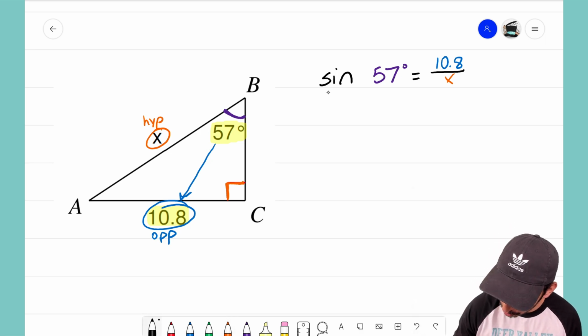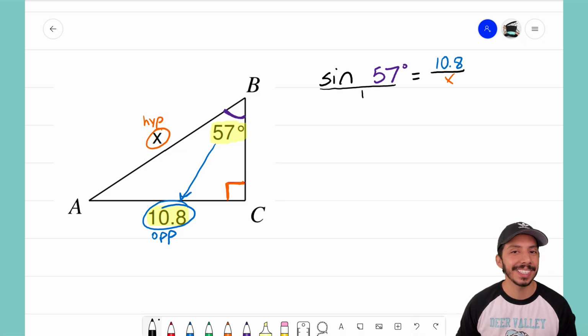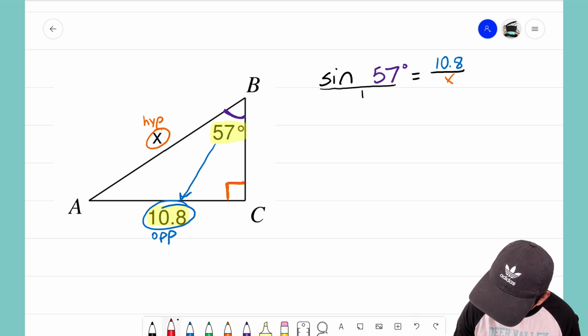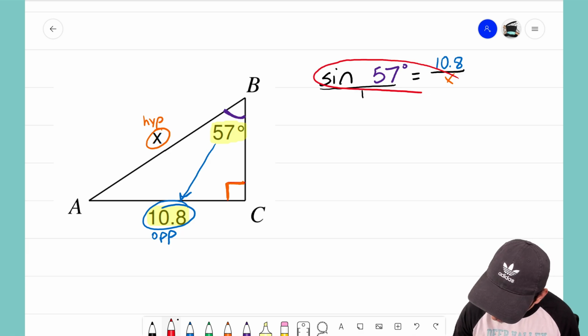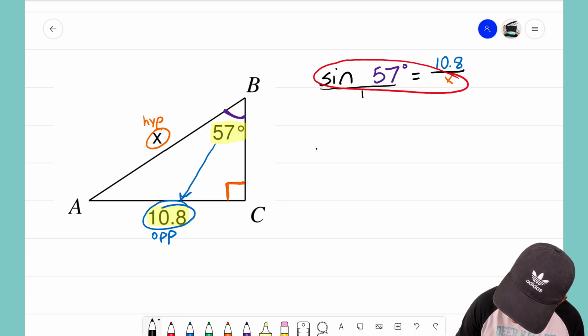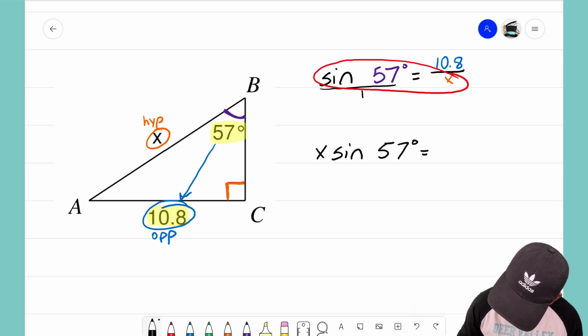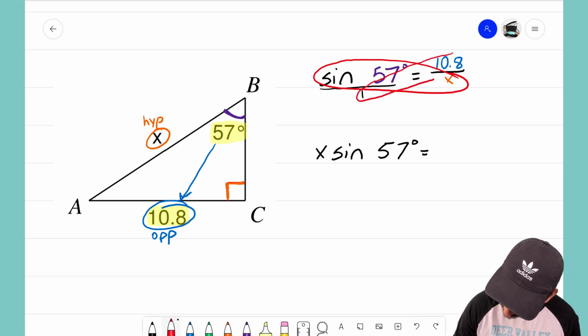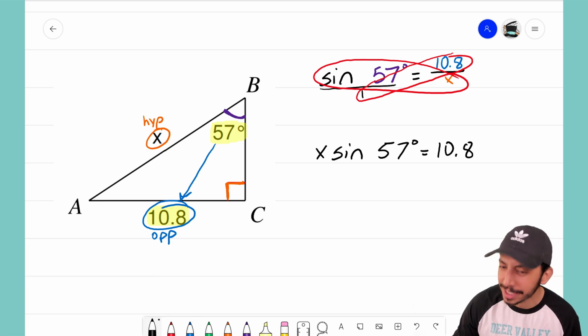To do that, I will put this left side over 1. Again, let's cross multiply. Let's isolate our x variable so we can solve for its value. I'm going to cross multiply here. I'm going to end up with x times sine of 57 degrees equals, cross multiply the other side, 10.8 times 1, which will just be 10.8.